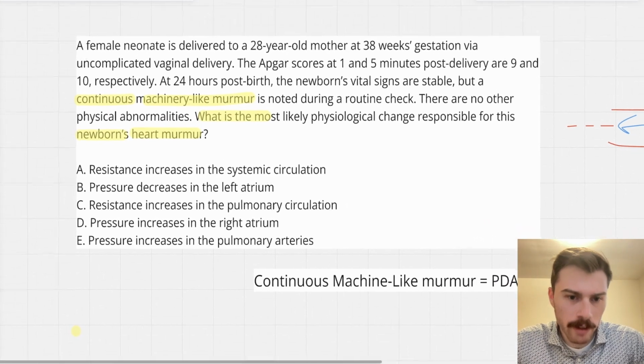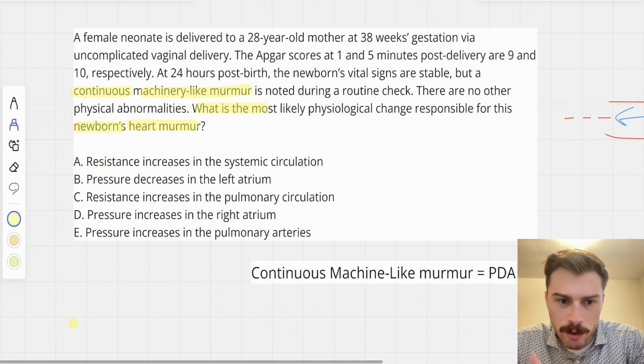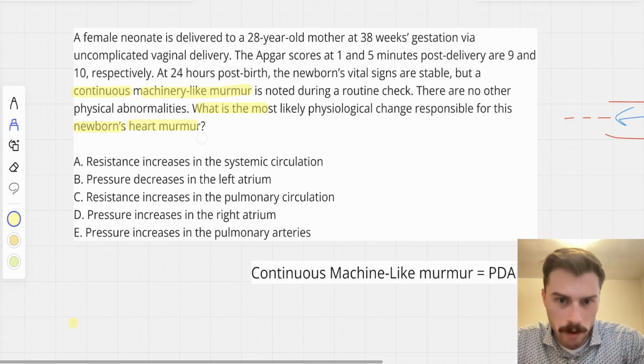So let's go back to the answer choices and see if there's anything that aligns with what we said. So resistance, oh, hang on. Let me reread the question because it's been so long with me trying to draw that. I totally forgot what the question was. Most likely change responsible for the heart murmur. A, resistance increases in the systemic circulation. Okay, we did just say that, so it's probably that one, but let's keep reading through.